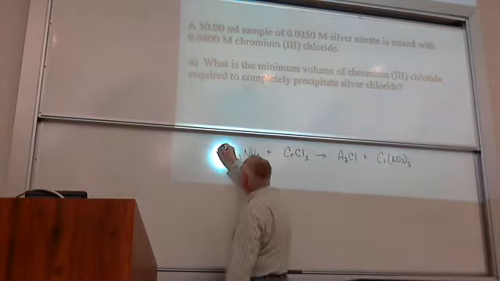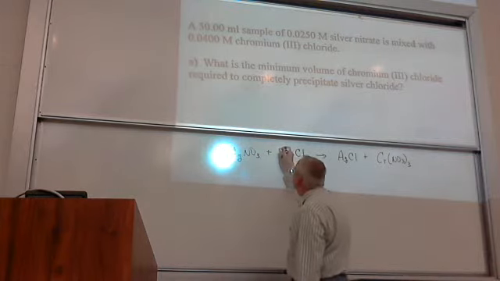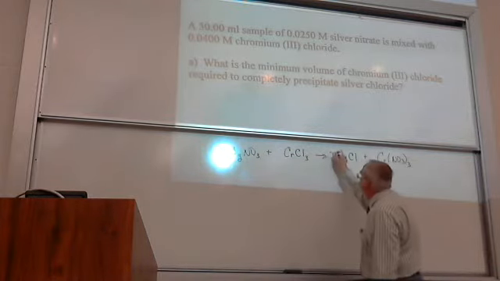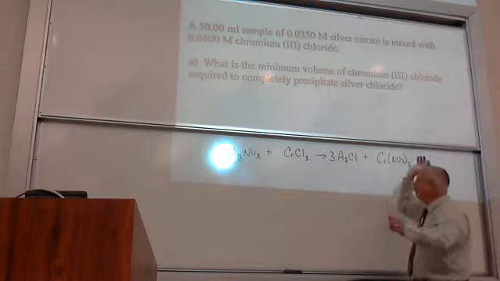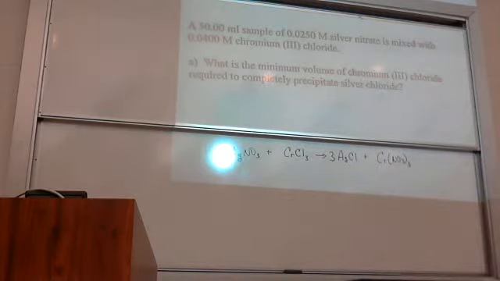We're good. Balanced chemical equation. I'm well on my way. All right, what's the minimum volume of chromium 3 chloride required to completely precipitate silver chloride?